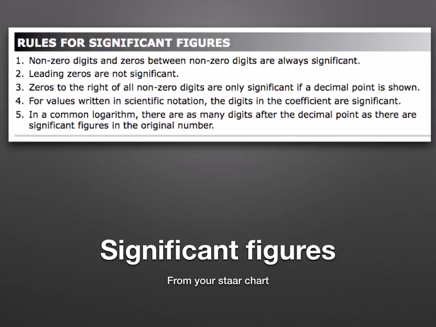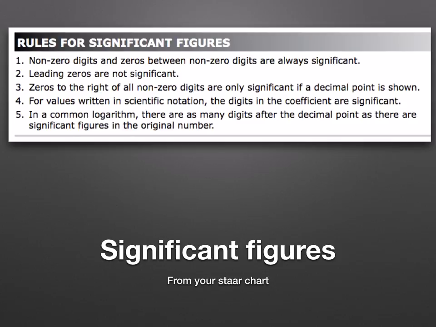Leading zeros are not significant. Okay? So if I have 0.1, that zero is not important. I can simply move the decimal behind the 1, and now I have 1.0 times 10 to the negative 1, which is what the number is. The zero is just a placeholder.